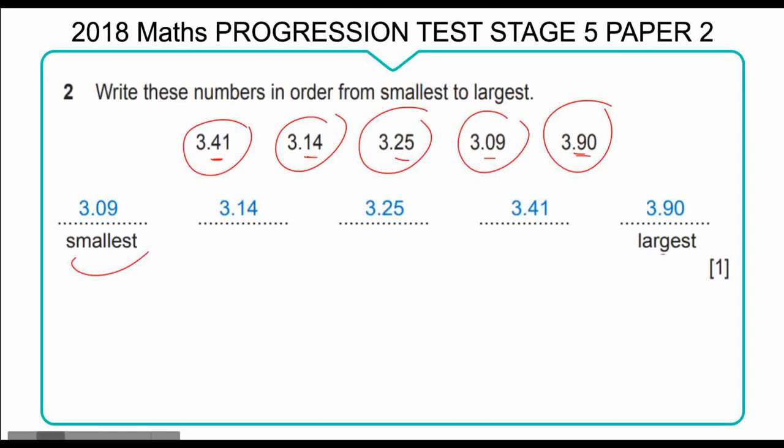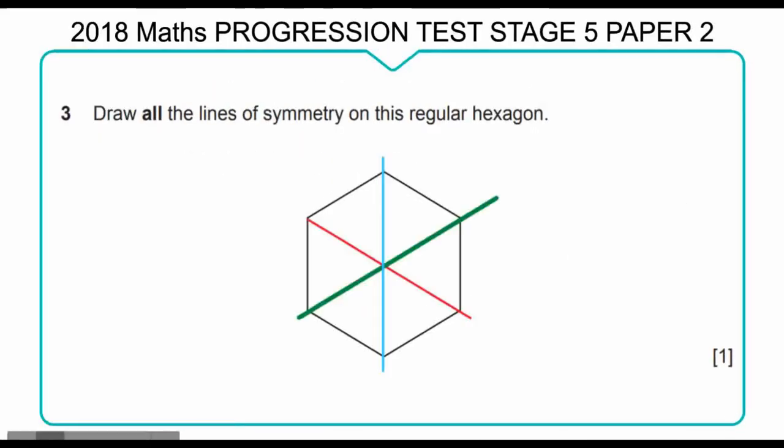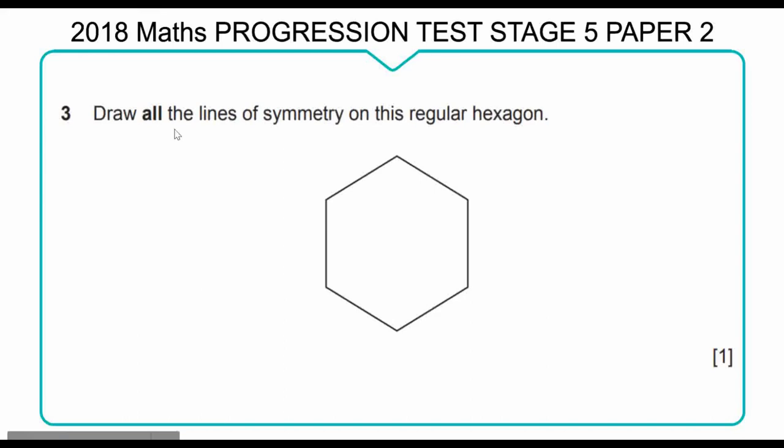Next, draw all the lines of symmetry on this regular hexagon. So, did you get your answer?